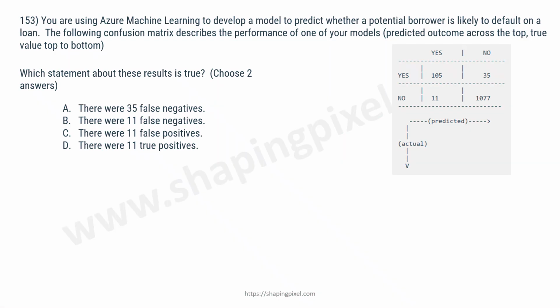So question number 153. You are using Azure machine learning to develop a model to predict whether a potential borrower is likely to default on a loan. The following confusion matrix describes the performance of one of your models. Predicted outcome across the top, true value, top to bottom. Which statement about these results is true? Choose two answers. Option A, there were 35 false negatives. Option B, there were 11 false negatives. Option C, there were 11 false positives. Option D, there were 11 true positives. So the right answer here is option A and option C.